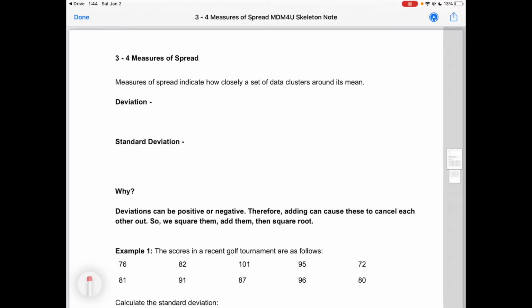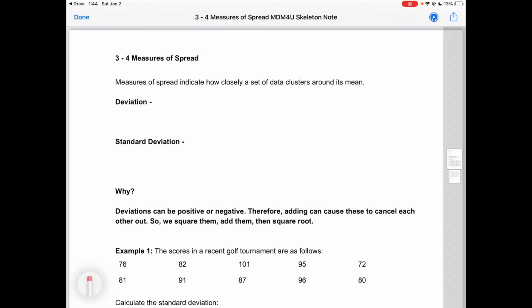This video goes over measures of spread. And so what measures of spread indicate is how closely a set of data clusters around its mean, which is important when you are trying to interpret the results from an experiment or a survey.